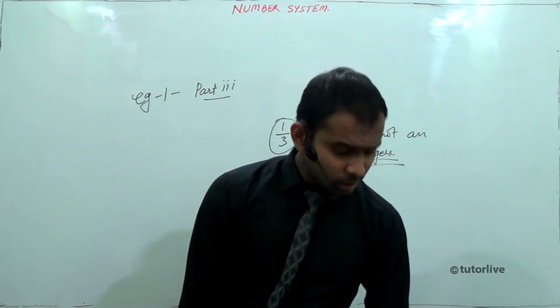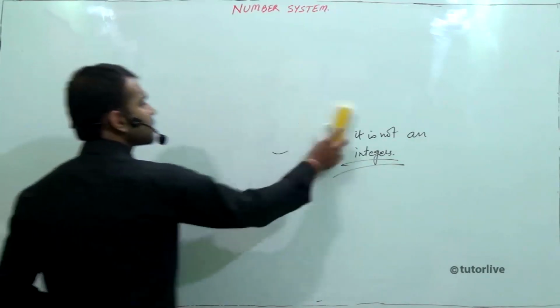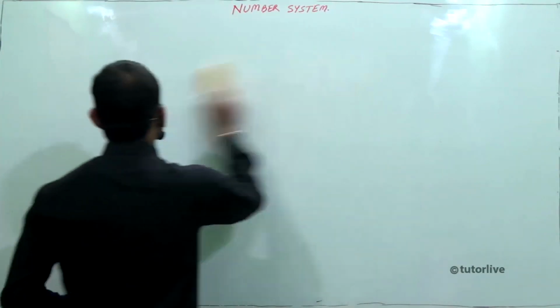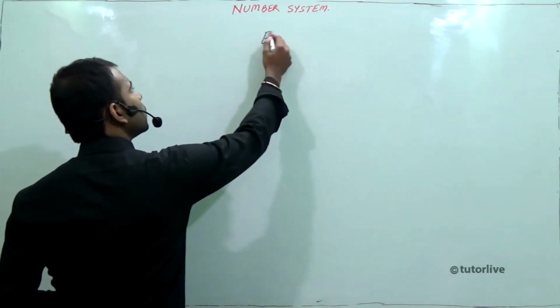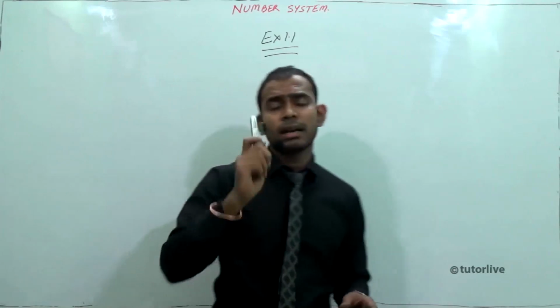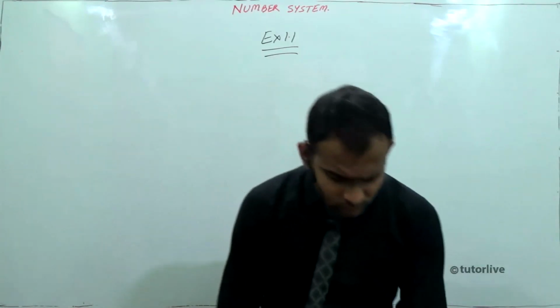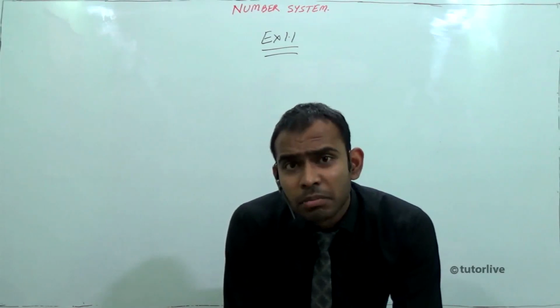Now, after these examples, we'll move on to exercise number 1.1, and that's a very easy exercise. If you have understood these simple things, then exercise number 1.1 is very easy for you. Just listen to me and try solving it yourself. Okay. Exercise 1.1. Is 0 a natural number?